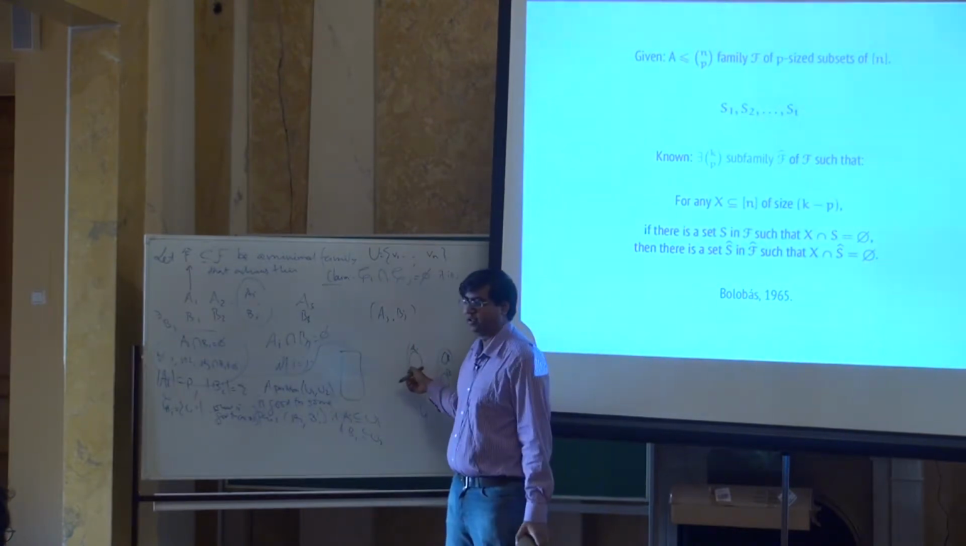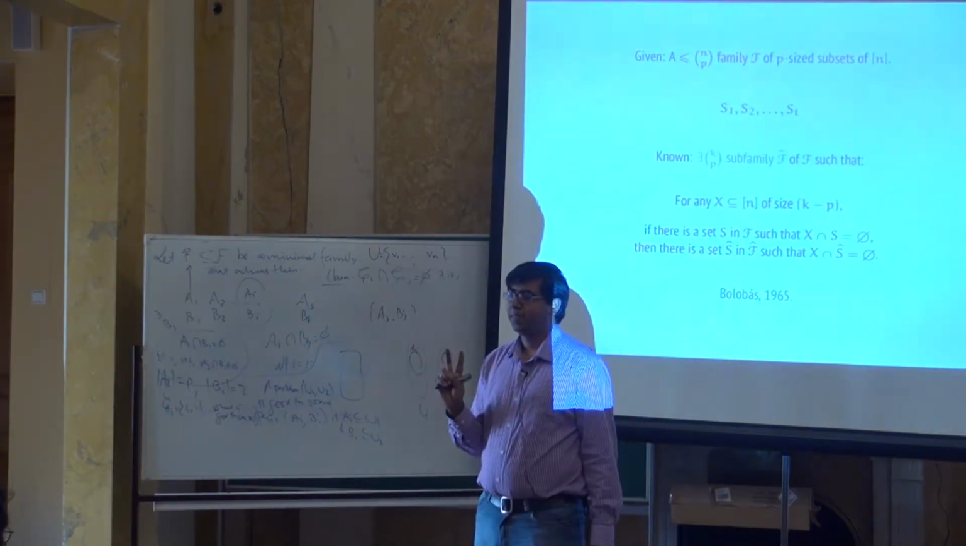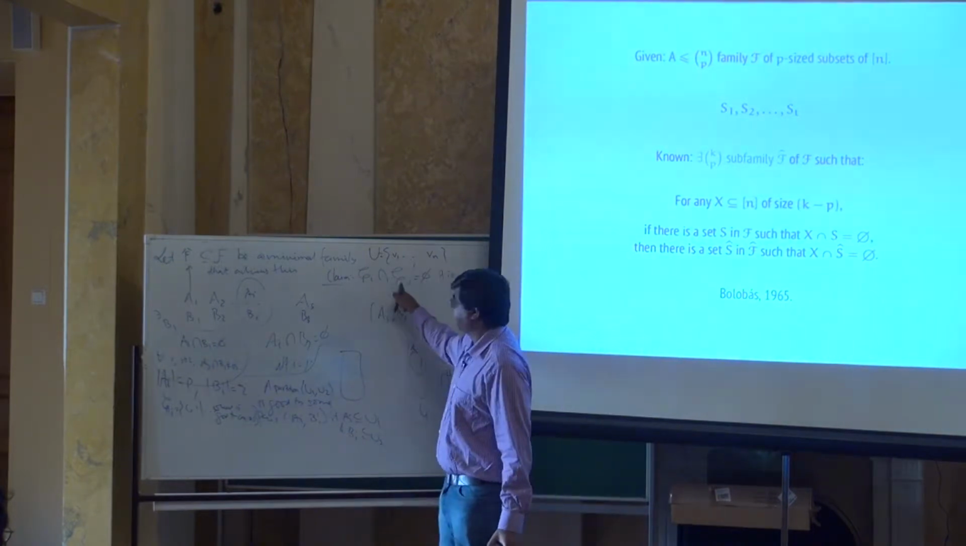But AI is completely here. So the same part cannot be good for two pairs. Do you agree to this? Right? What I said? GI intersection GJ is empty.